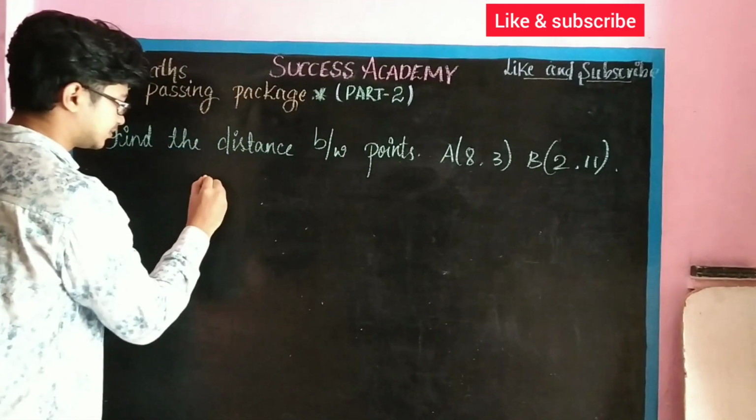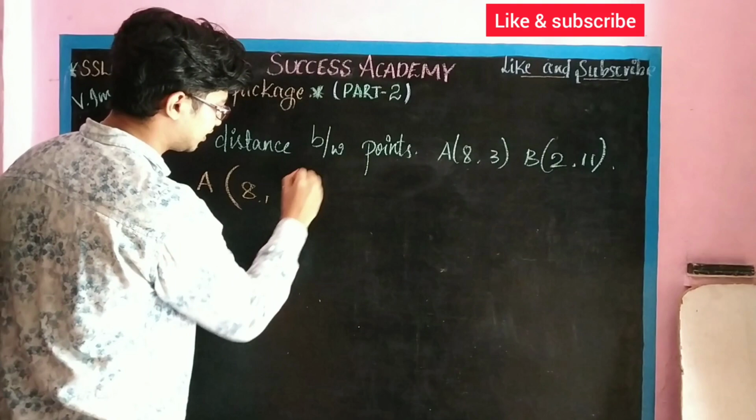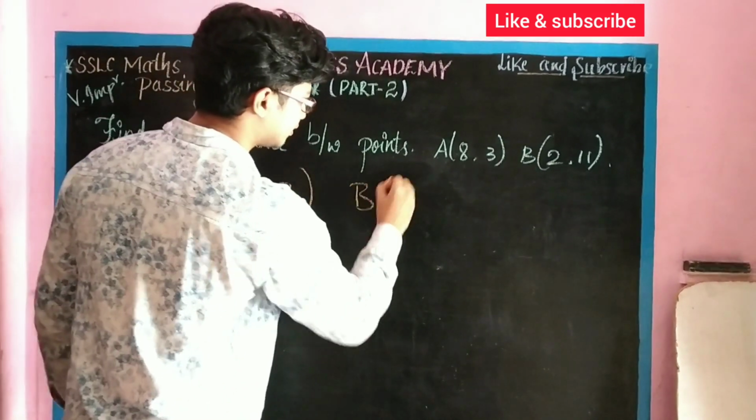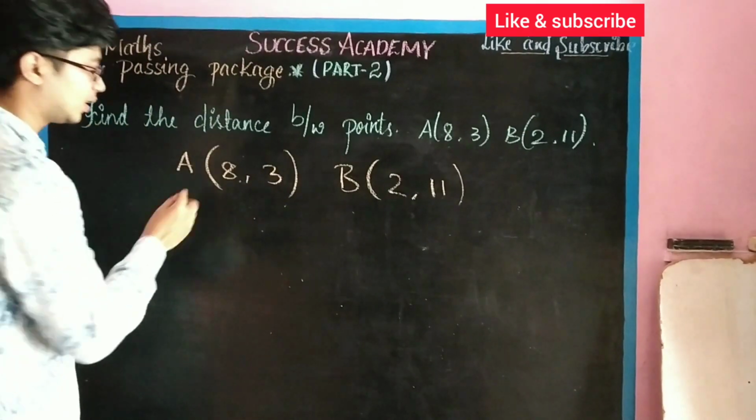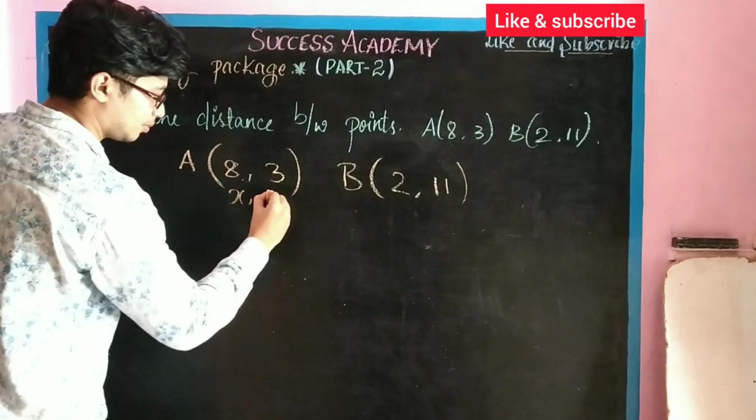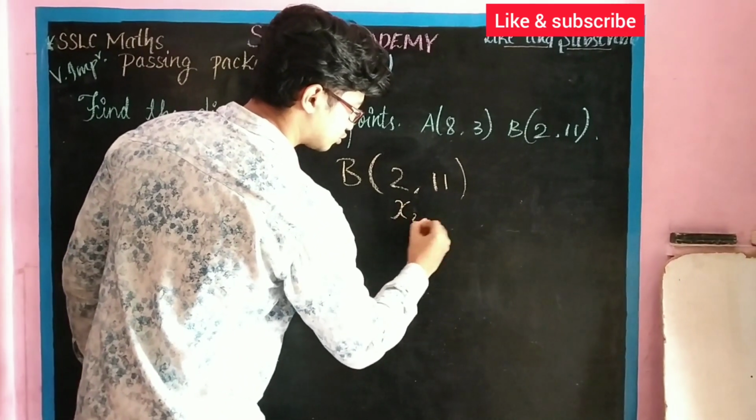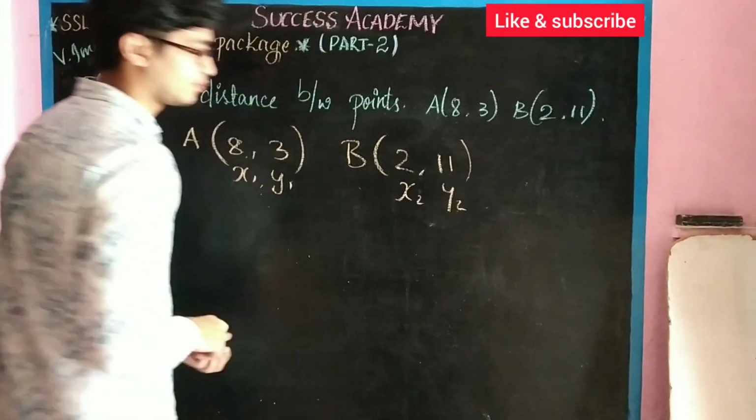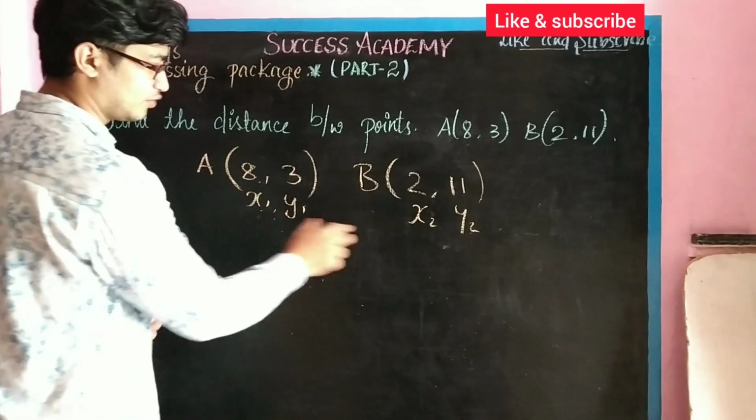Write down the points. A (8,3), B (2,11). Okay friends, now give them namings. First one is x1, y1, next x2, y2. This is very important friends. You have to know which one is x1 and which one is x2.